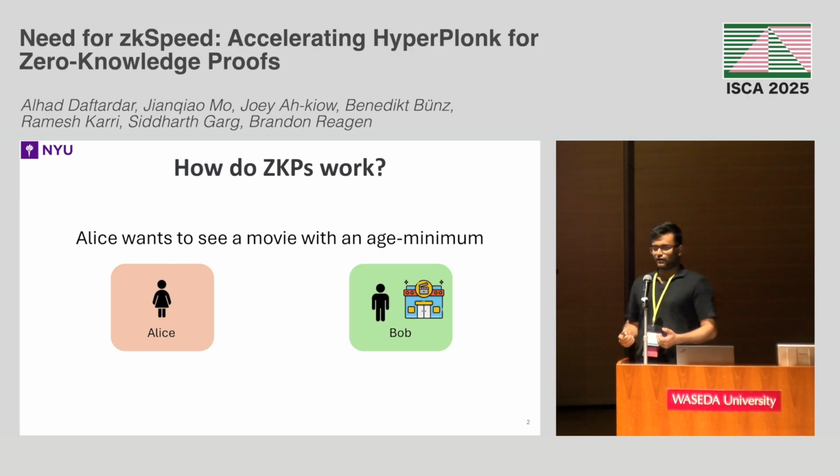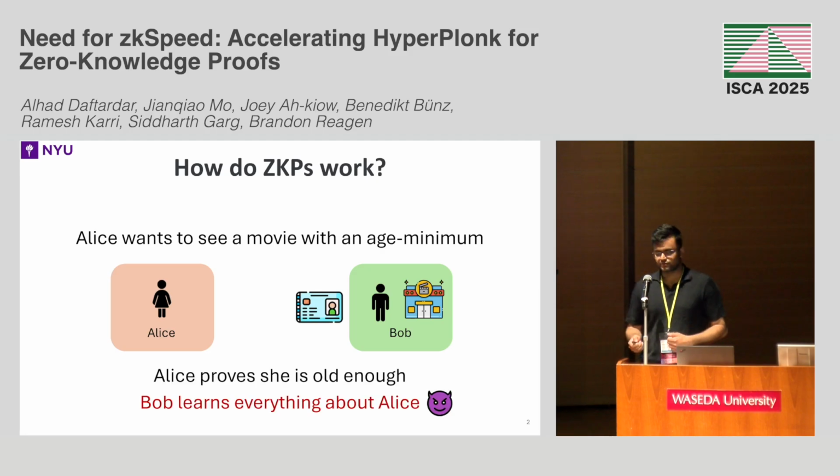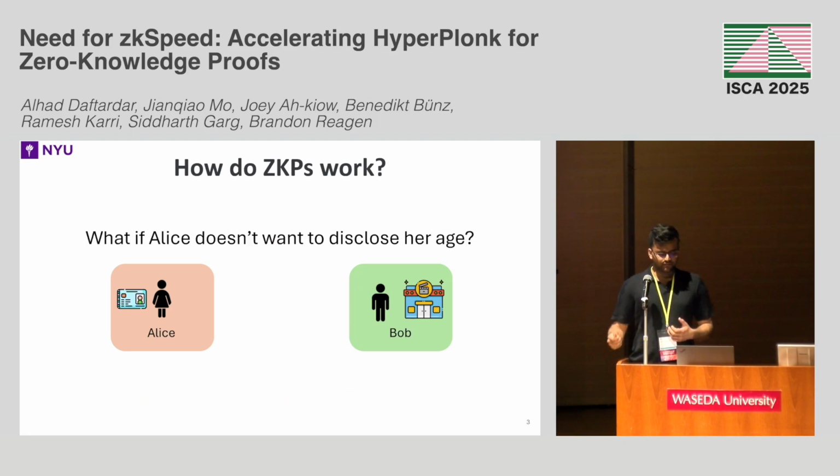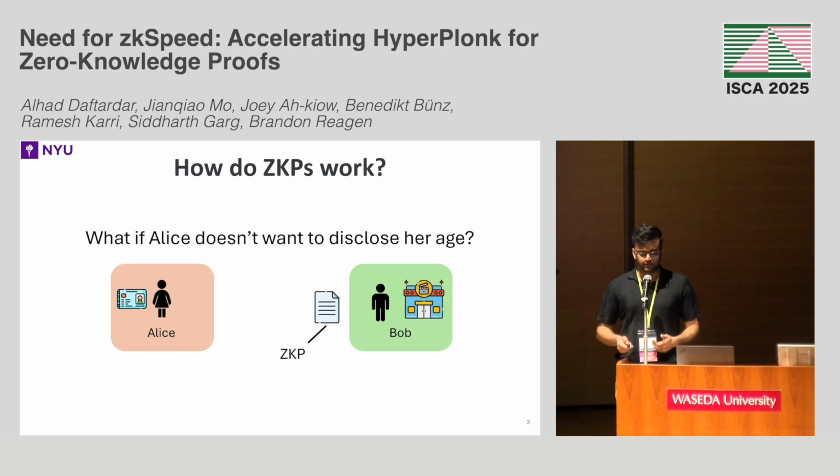So to start off, how do zkPs work? Consider an example where Alice wants to see a movie with an age minimum. In this case, she would have to prove that she's of age to see this movie to Bob, who might be a ticket collector. The way she would normally do this is she would give her ID to Bob, and then Bob would check that she's of age. But the problem with this approach is that while Alice proves she's old enough, Bob learns everything about Alice by looking at her ID. This is not necessarily desirable. What if Alice does not want to disclose her age? What she can do is use a zero-knowledge proof, or a zkP, to prove to Bob that she's old enough without Bob learning anything about her or her age.